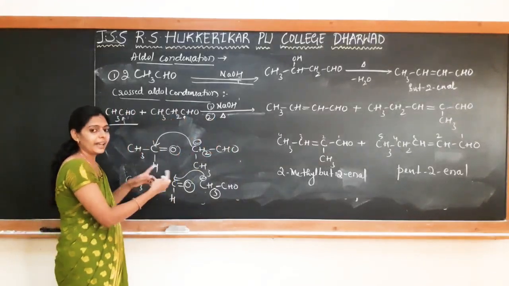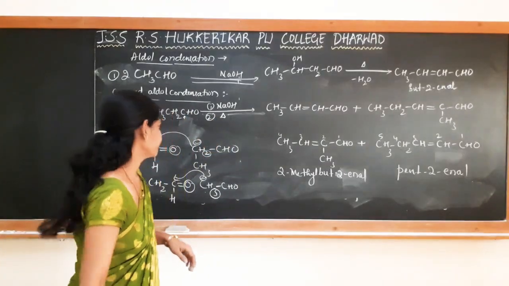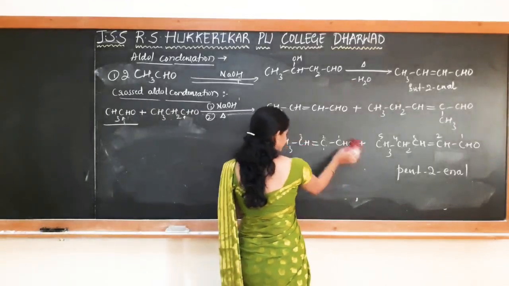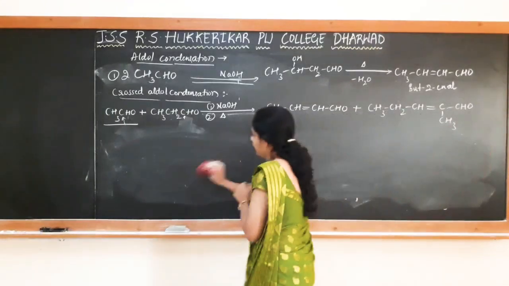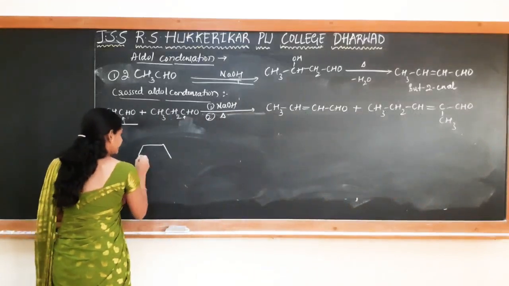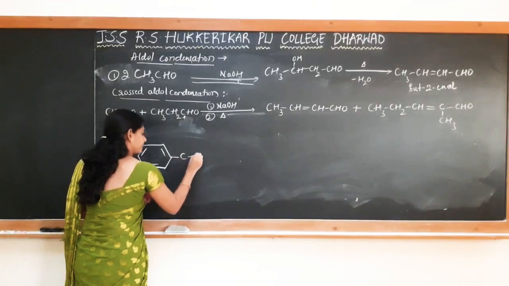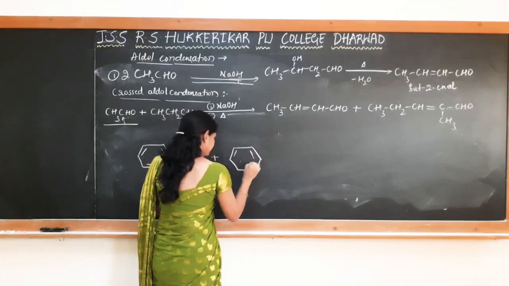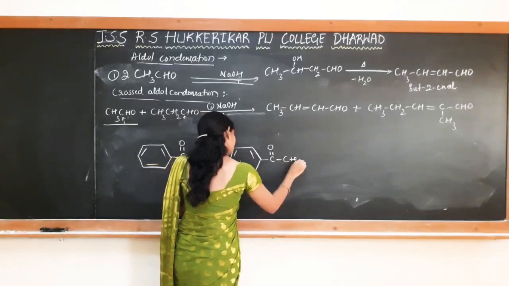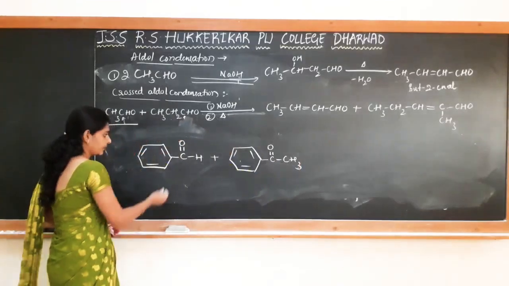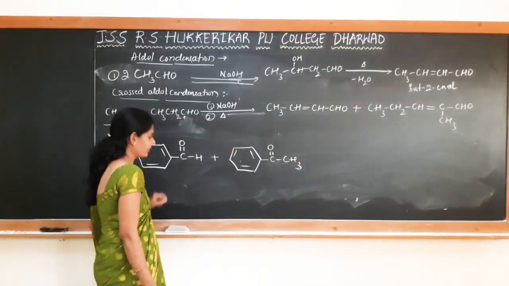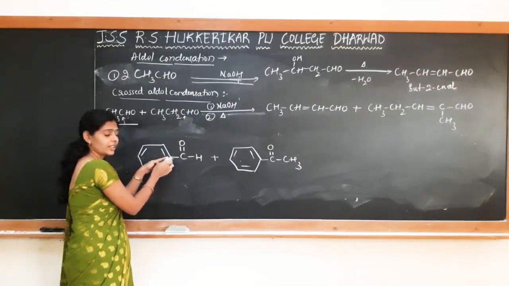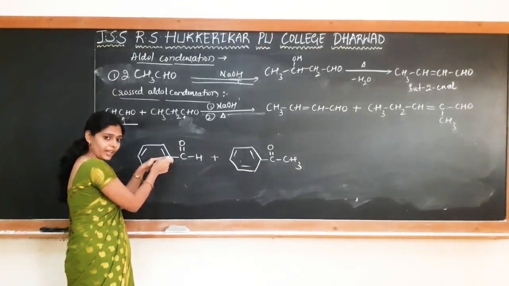Similarly, you can take one aldehyde and one ketone. It may contain alpha hydrogen and one may not contain the alpha hydrogen. For example, if I consider an aldehyde and a ketone, I am taking an aromatic aldehyde and a ketone. See, this is benzaldehyde and this is acetophenone. In the first case, we have an alpha carbon atom, but there is no hydrogen here. So this is not having an alpha hydrogen atom.